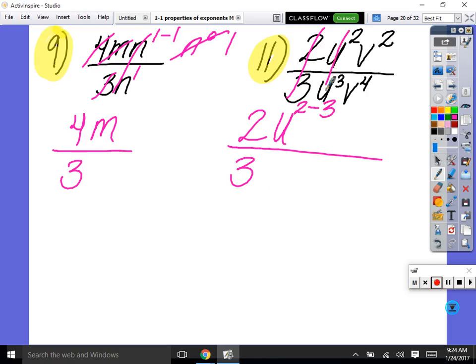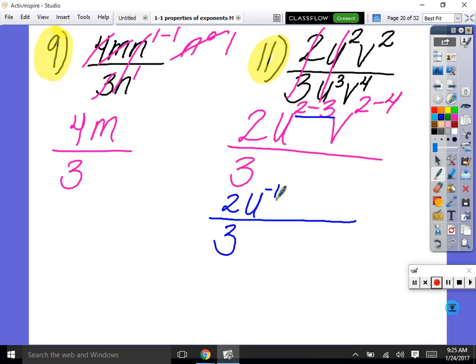Okay, let's just keep going here with our v's. We'll come back and simplify this in a second. 2 minus 4. So you put the v on top, you put the 2 minus 4. I want to see your work. You're more likely to get it right. So draw your line again. 2, 3, and then we have u to the 2 minus 3 is negative 1. 2 minus 4 is, good, v to the negative 2.